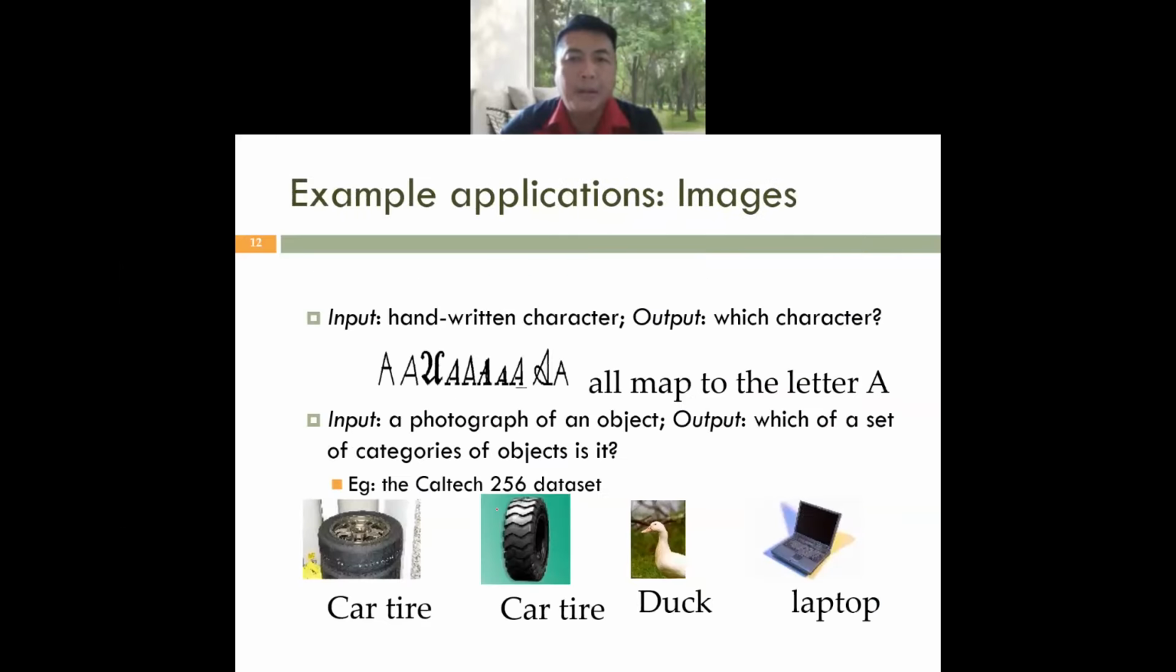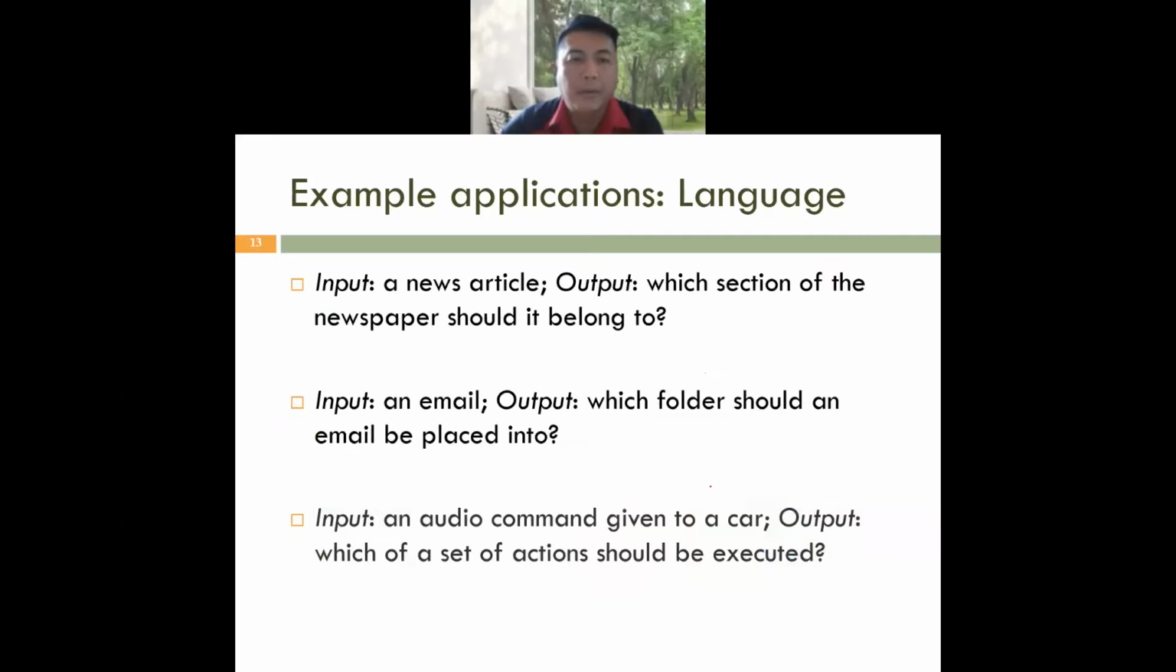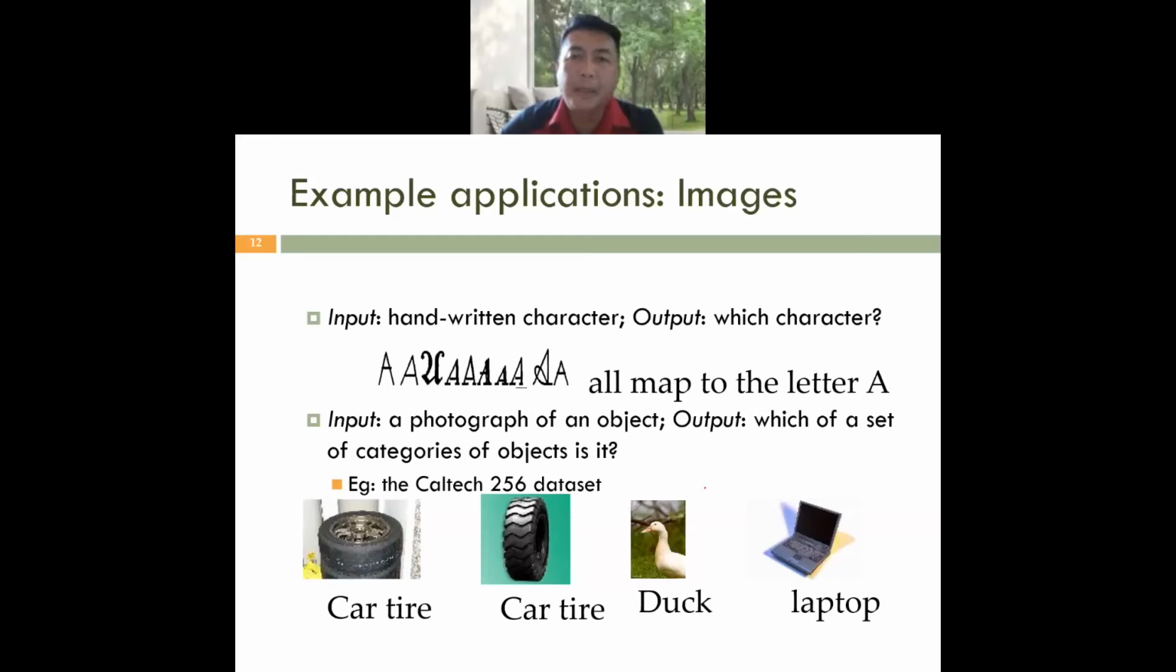Okay, so examples of application. For example, we want to perform handwritten recognition, because we have 26 alphabets, so we have 26 classes. Or we have an input, a photograph of an object, and we want to classify it as one of the types here: car, tire, truck, laptop, and so on. This is an example application for images.